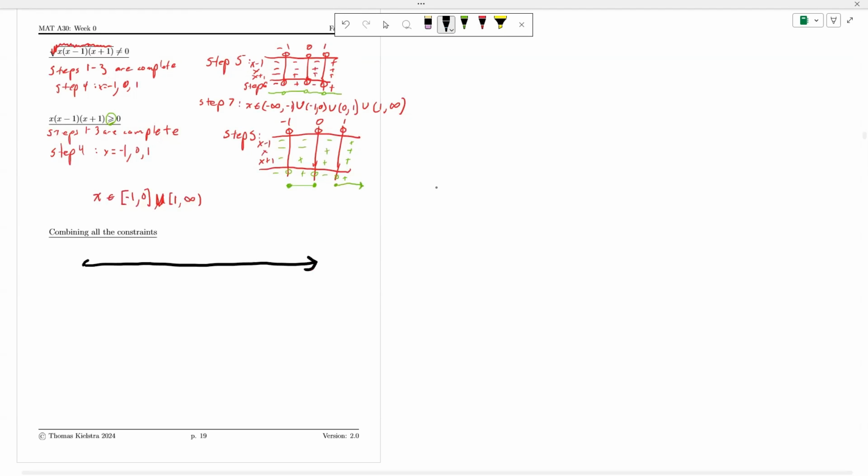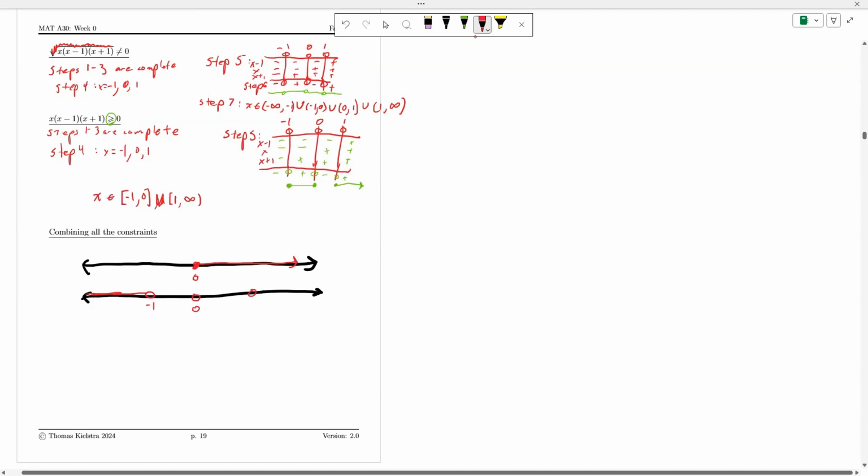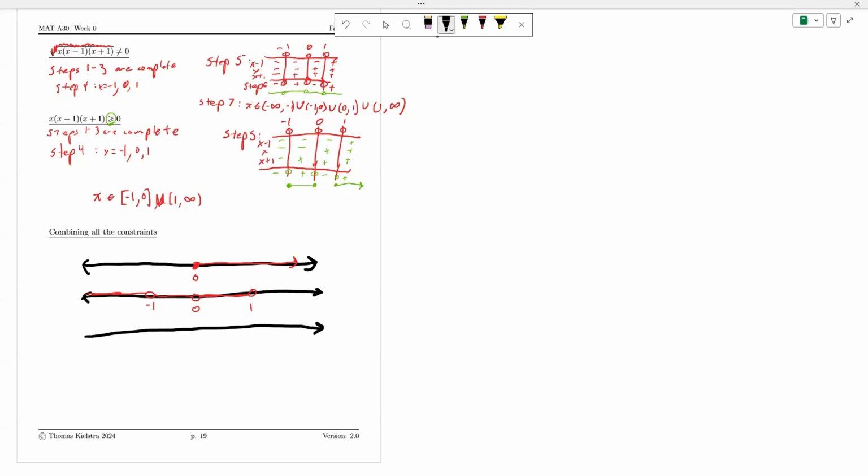So I'll draw the number line. And my first interval is greater than or equal to 0. So I'm going to take 0. I'm going to go strictly greater than 0. Then I'm going to draw my next number line. And this here is everywhere except for minus 1, 0, 1. And my last interval is going to be 1 to infinity and minus 1 to 0.